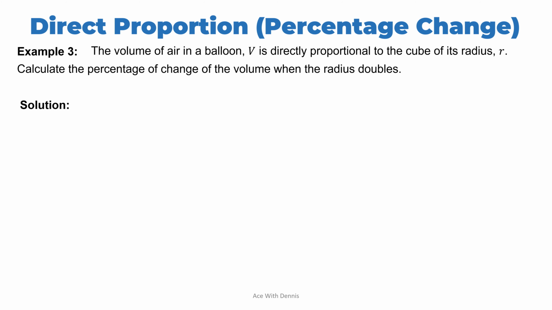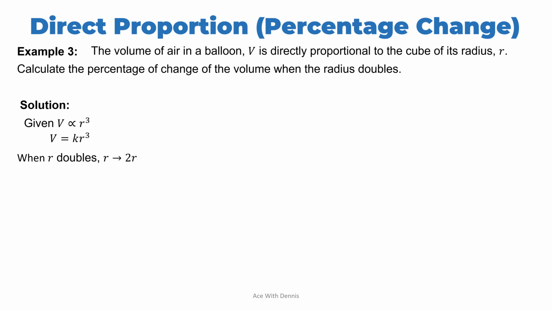And here is the solution. Given that V is directly proportional to r cubed, hence V equals kr cubed. Now, in this example, the values are not given to determine the value of k, but we don't have to find the value of k here. Just move on to the information given.